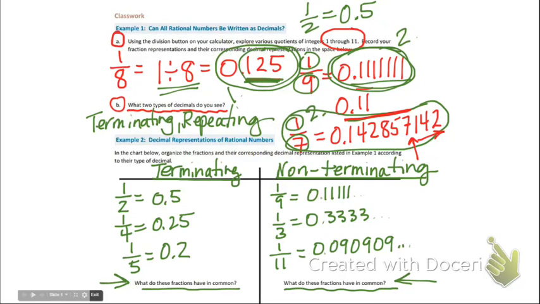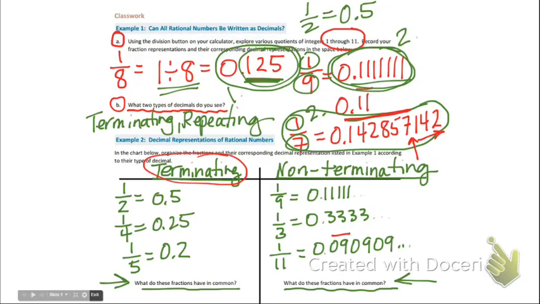Now, the most important part. Looking at 1/11, for example, I'm very curious. It could also be written as 0.09 with a line over it, because you see that the 09 continues to repeat. So what do these fractions have in common? Let's look on the terminating side. Maybe some of you have made the connection to the last lesson. If you notice, all of these fractions have factors in the denominator of either 2 or 5. Either 2 or 5.